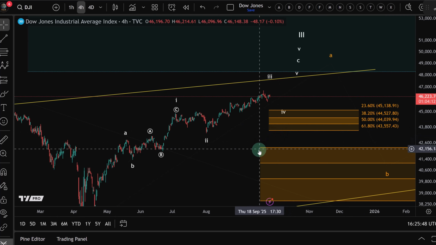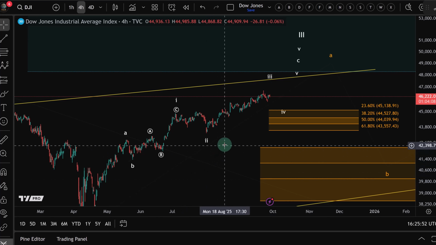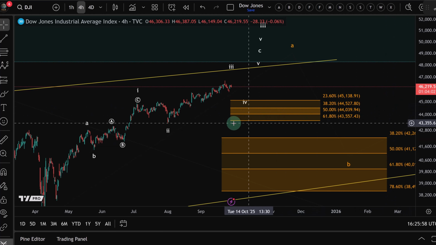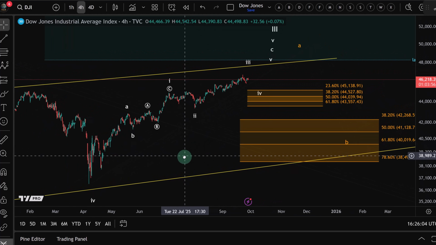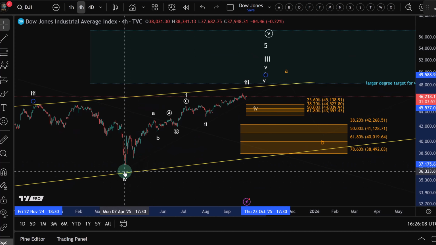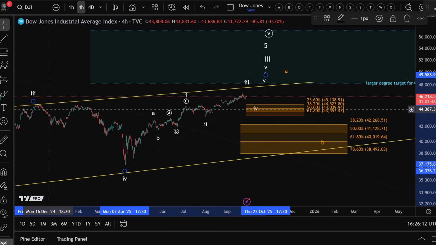So compared to the last update, not too much has changed, but I have made a slight adjustment to the structure. Nothing got invalidated, but I think this wave count that I will show you works best at the moment on the micro level. Larger time frame, nothing has changed. Current idea is that a wave 4 bottomed in April, and we're currently moving up in an ABC structure.